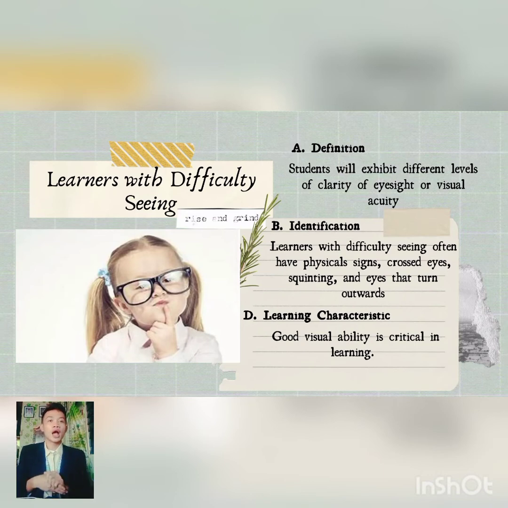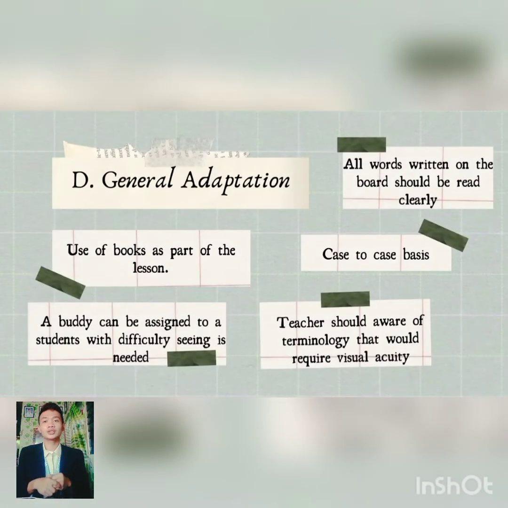So how could we give them a remedial, or how can we give this kind of children ways to participate in our classes or in the classroom activities that we give? Modification in teaching is needed to accommodate students with difficulty in seeing. These are the strategies that could be considered and helpful to accommodate a child who is experiencing this kind of problem.